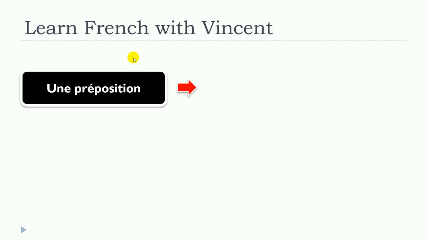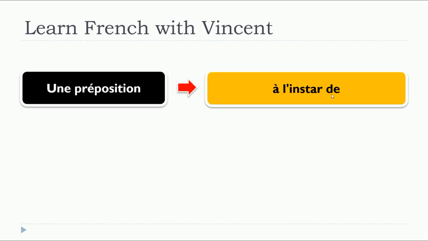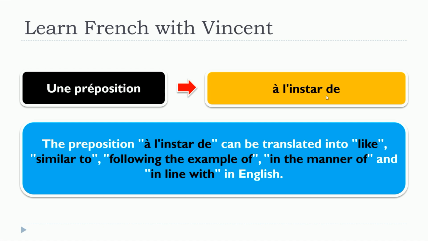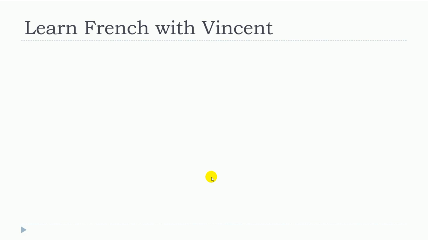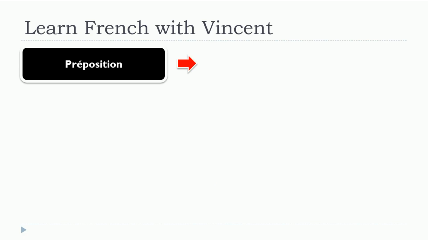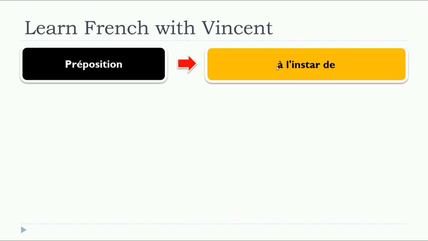So this lesson is about à l'instar de, and the preposition à l'instar de can be translated into like, similar to, following the example of, in the matter of, and in line with in English. And we will see 4 examples with à l'instar de.